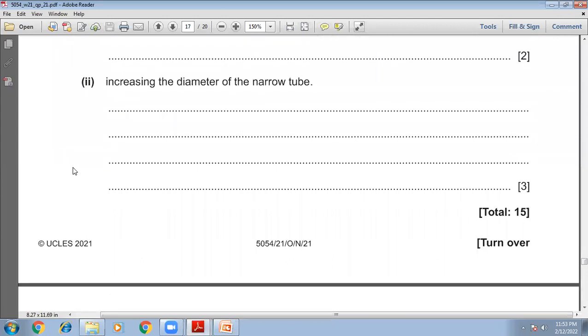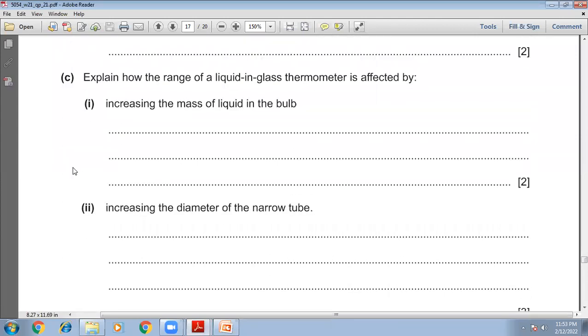He says, increasing the diameter of the narrow tube. So what is the effect on the range? When you increase the diameter of the narrow tube in which the mercury travels or the liquid travels, the liquid will require a larger expansion to cover the length of the tube. So the range of the temperature which it can measure will increase, because now larger expansion in the liquid will be required to cover the certain length of the thread.